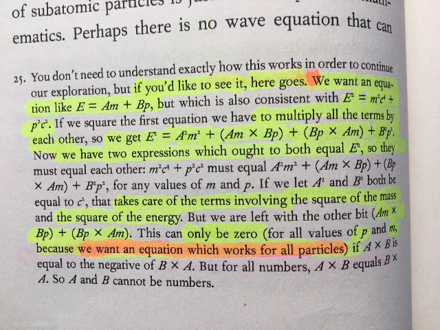This can only be 0 for all values of P and M because we want an equation which works for all particles. If A times B is equal to the negative of B times A, but for all numbers A times B equals B times A, so A and B cannot be numbers.